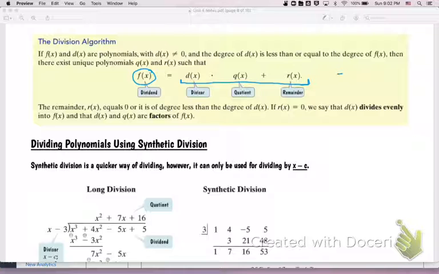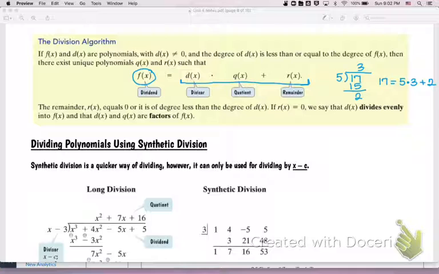If I wanted to do, say, 5 into 17, that would be 3 with a remainder of 2. I could say, using this division algorithm, that I now know that 17 is equal to 5 times 3 plus 2, which makes sense. 15 is what multiplies out evenly, and then 2 is what's left over.